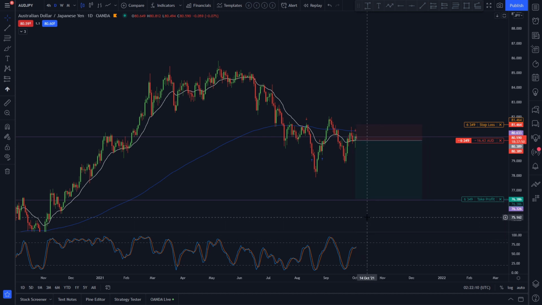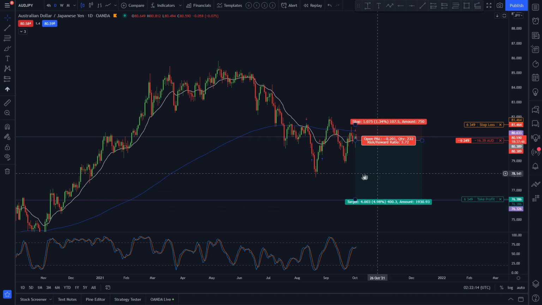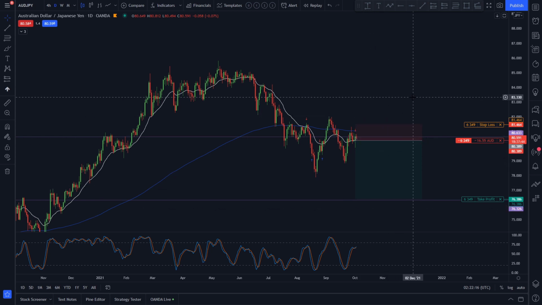Today we'll be going through one of my open trades in real time to see if this trade is going to be a winner or if it's going to come back up to hit my stop loss for a loser.